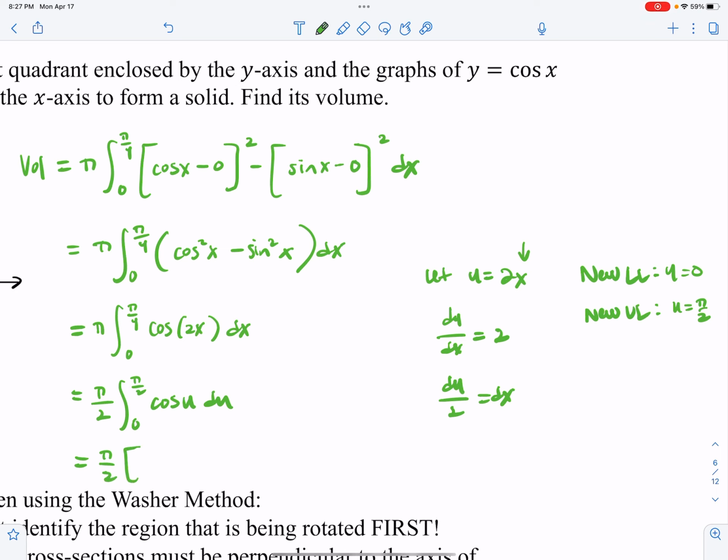And then when we integrate cosine, we get sine. And then applying the first fundamental theorem of calculus, sine of pi over 2 is 1, sine of 0 is 0. So that just ends up being pi over 2.